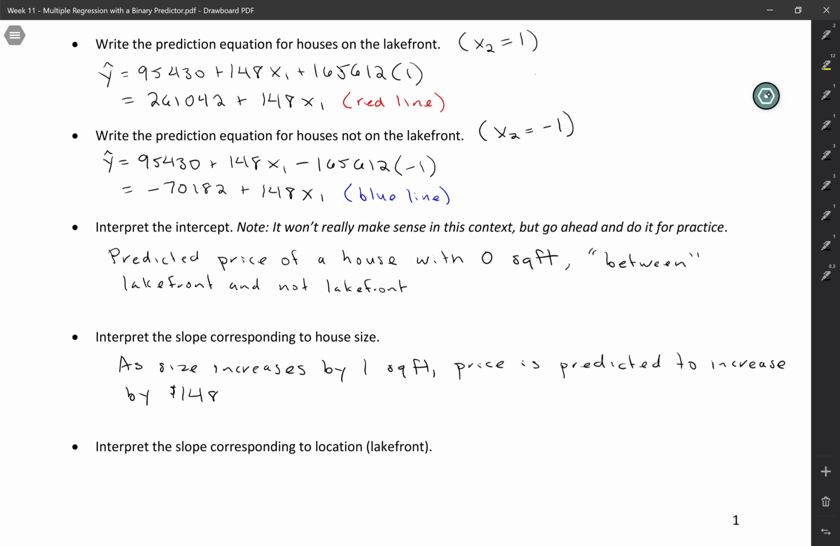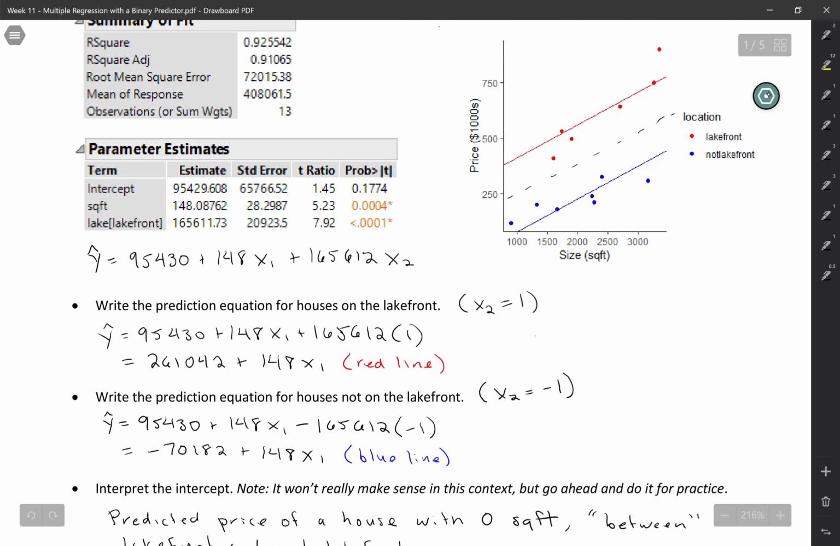So far it looks just like simple linear regression, but in multiple regression, we're going to add this tag at the end: holding the other variables constant. So in this case, it would be holding location constant, which basically means that we can't compare a house on the lakefront to a house that's not on the lakefront in terms of size because we have different regression equations for each one. So this is telling us the slope of one of those two lines.